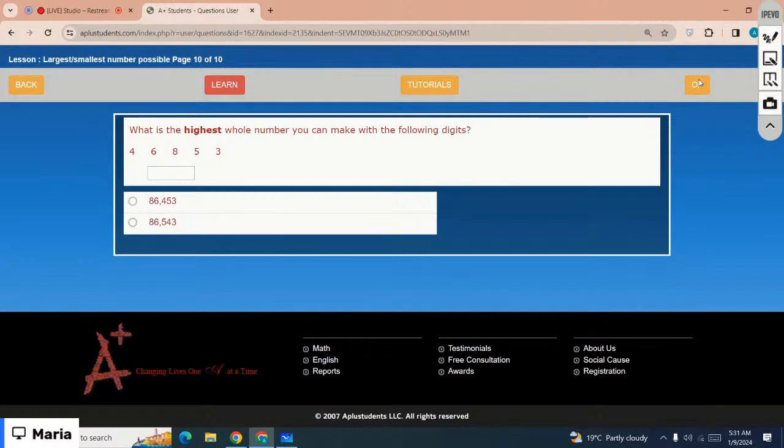What is the highest whole number you can make with the following digits? The highest whole number you can make is, yes, I think that's the same question we did in the tutorial. 86,543. Option number two is the correct option, right?